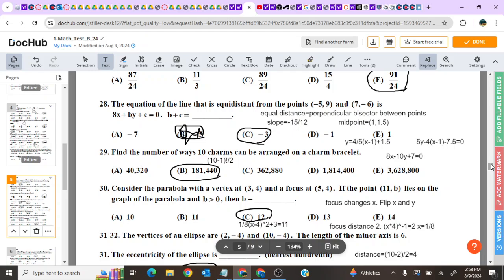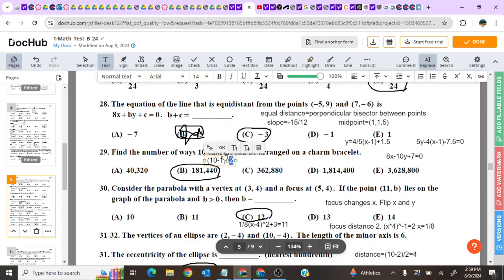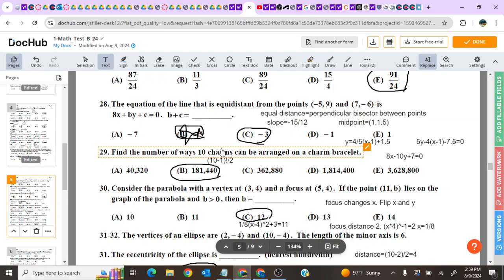29. Number of ways 10 chairs can be arranged on a charm bracelet. Whenever you talk about rows, you have to deal with all 10 ways. Whenever you're dealing with a circle, it doesn't matter which direction you go. For a charm bracelet, it doesn't matter where you start, period. So it's basically the 10 factorial ways a charm could be arranged in a row divided by the 10 starting points, and then also divided by the 2 ways it can go as well. So 9 factorial over 2.